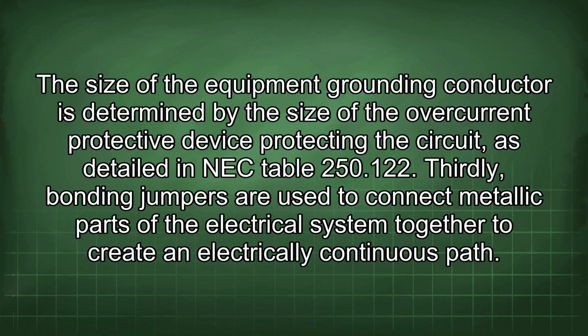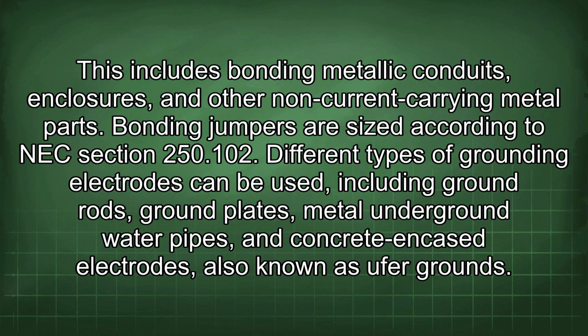Thirdly, bonding jumpers are used to connect metallic parts of the electrical system together to create an electrically continuous path. This includes bonding metallic conduits, enclosures, and other non-current carrying metal parts. Bonding jumpers are sized according to NEC Section 250.102. Different types of grounding electrodes can be used, including ground rods, ground plates, metal underground water pipes, and concrete encased electrodes, also known as UFER grounds.